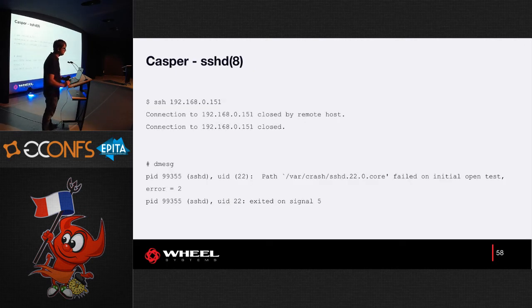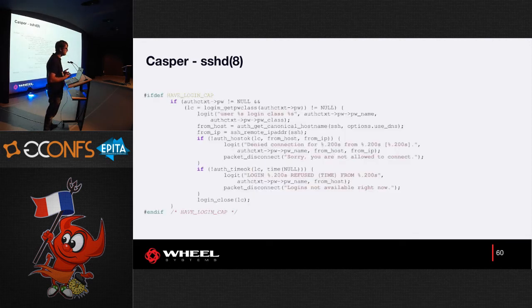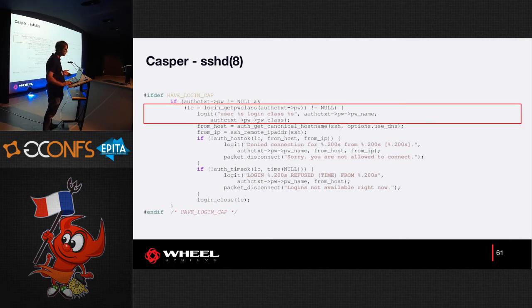Another example is sshd, which is also failing on my machine when I enter capability mode. When I try to SSH to it, I see in dmesg that something is wrong with my sshd. After doing all the work with the debugger and seeing what is wrong in the trace, we see that there is a part of the code called getpwnam_class. This code is failing in our sandbox.